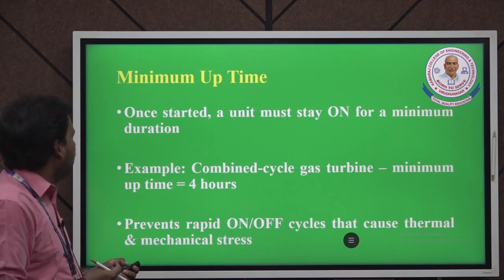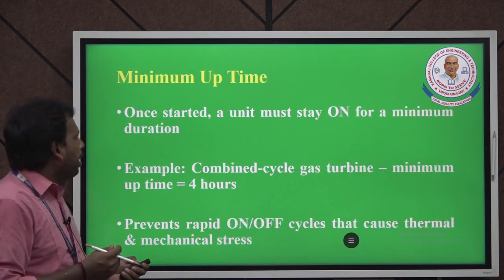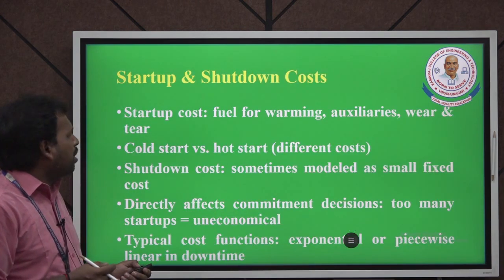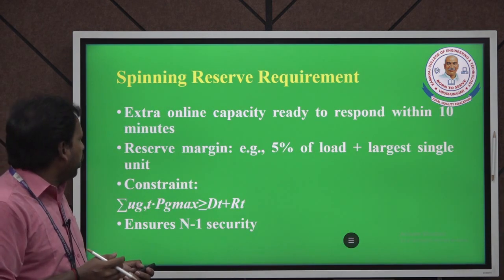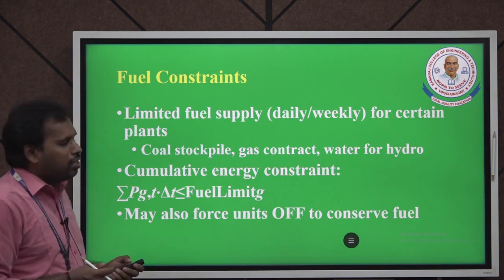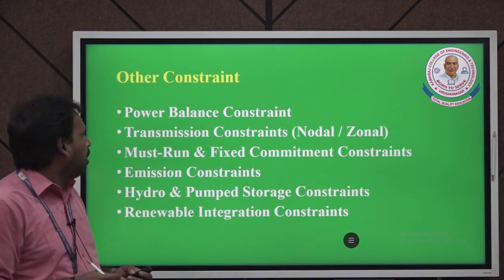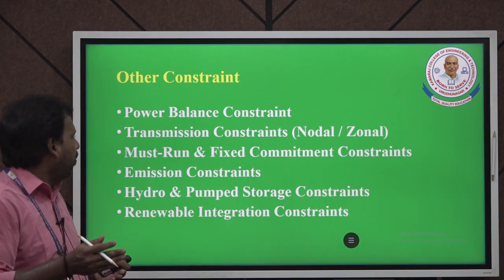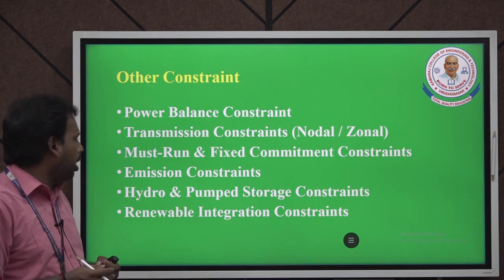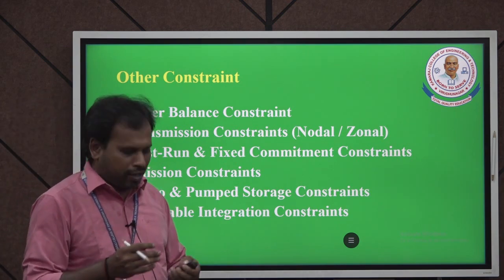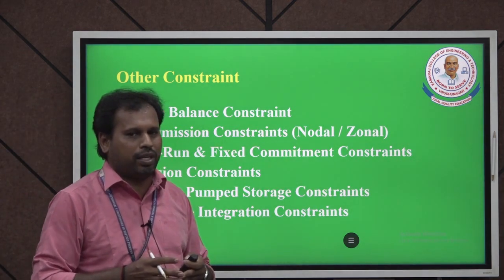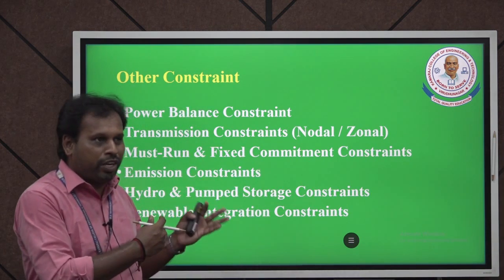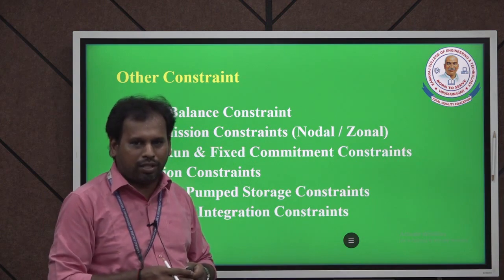First is generation limit, then minimum uptime, minimum downtime, ramp rate limits, startup and shutdown cost, spinning reserve requirements, and fuel constraint. These are the main important constraints. Then the other constraints are power balance, transmission, must run and fixed commitment, emission, hydro and pumped storage, and renewable integration constraints. These are the unit commitment constraints. Next class we will see how we calculate the unit commitment. Thank you.